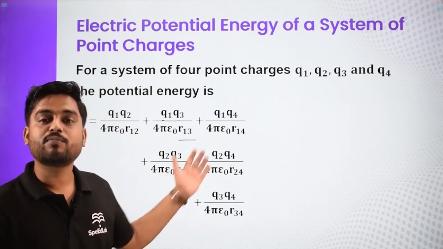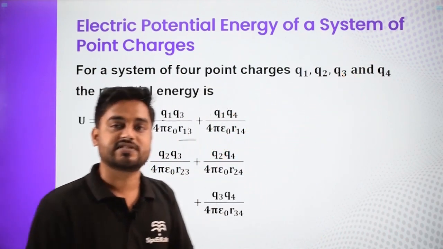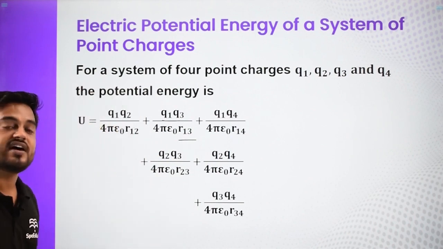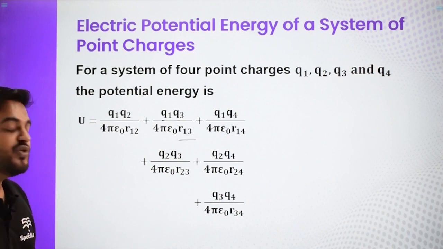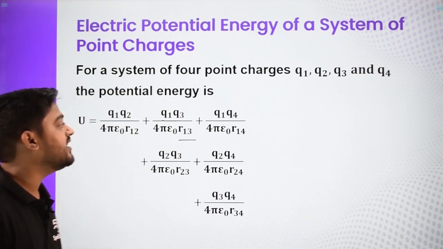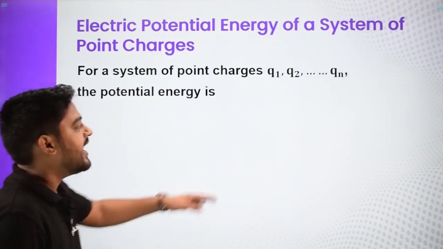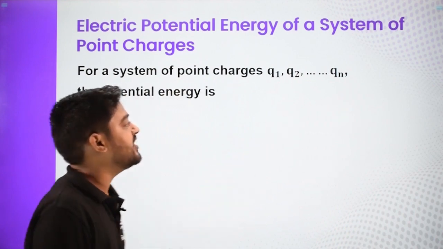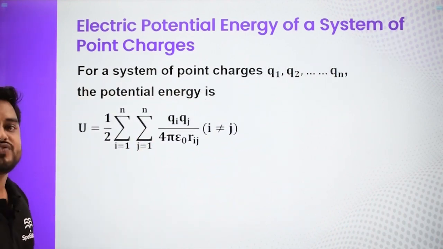Now if you add one more charge, then you have to do work against these 4. So there will be 4 more terms. For a system of 5 point charges, there will be 4 more terms. So that's how it changes. Using this pattern, you can write the potential energy for any system of point charges. So if we have a system of n point charges, how do we write it? This is the general formula which we can utilize.